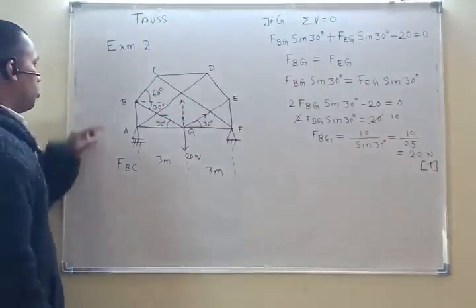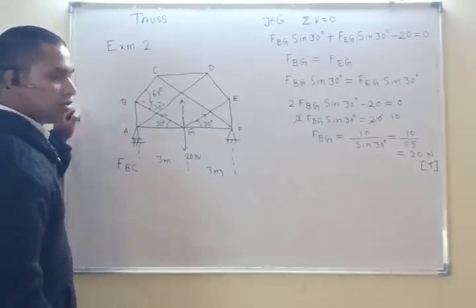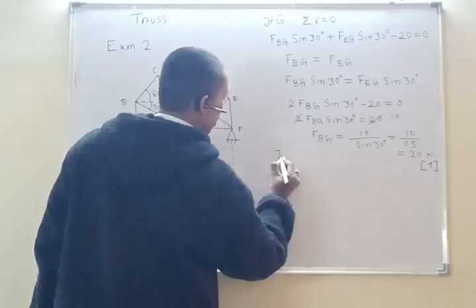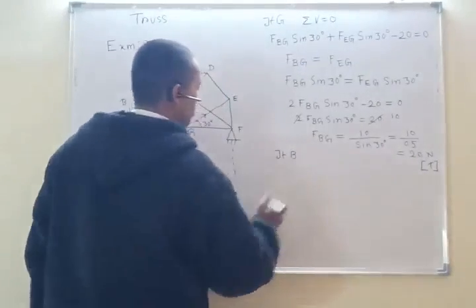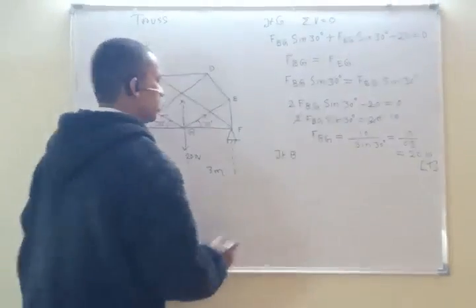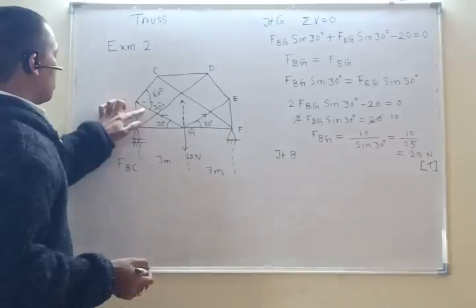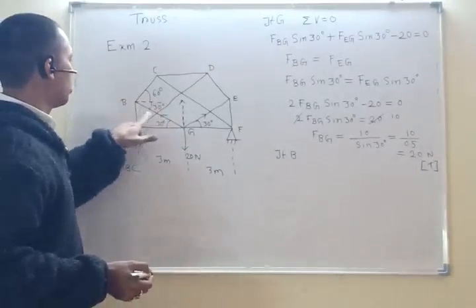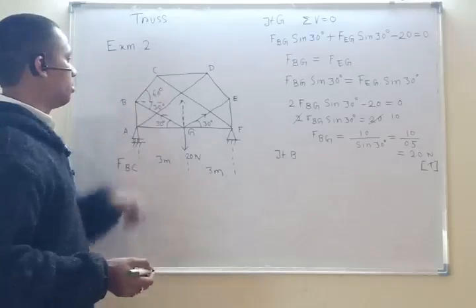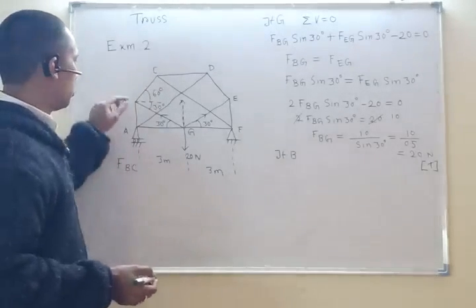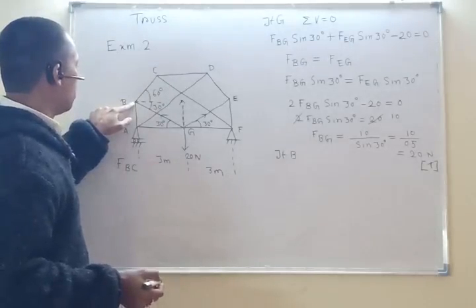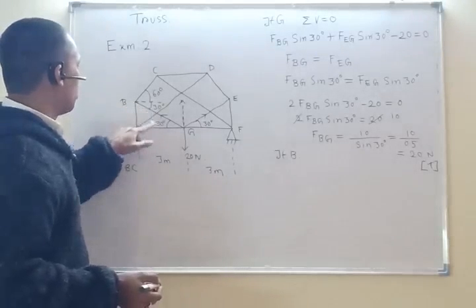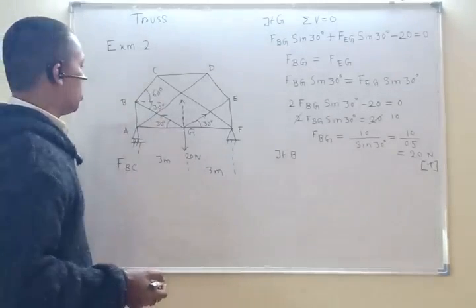After that we need the force in the member DC. Now what should we do? We can take the joint B. In joint B, what can we write? See, what are the horizontal forces in joint B? One is the horizontal component of BG, another is the horizontal component of BC. If these two are the same, then only the joint B will be in stable equilibrium. So the horizontal component of BG should be equal to the horizontal component of BC.